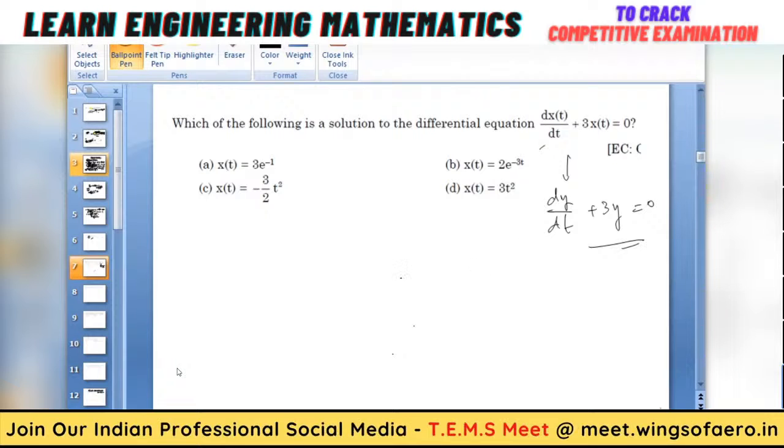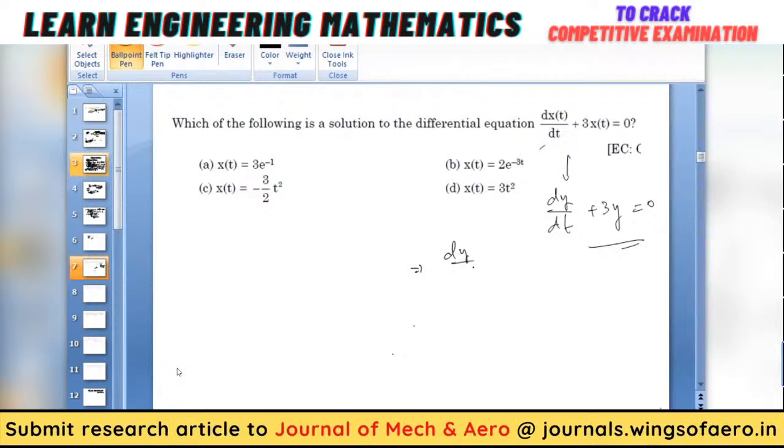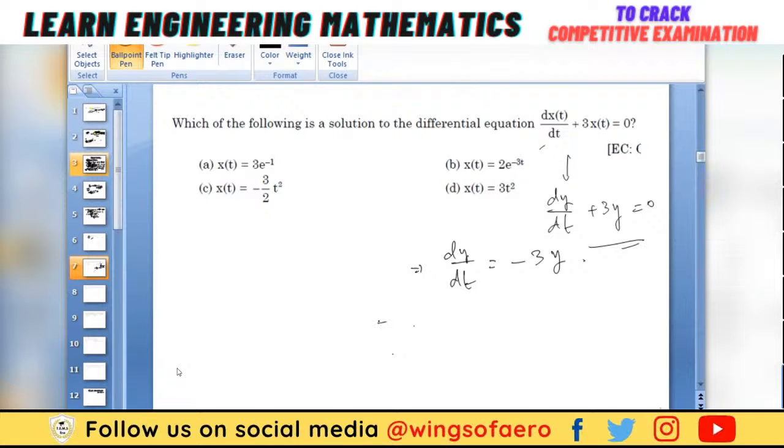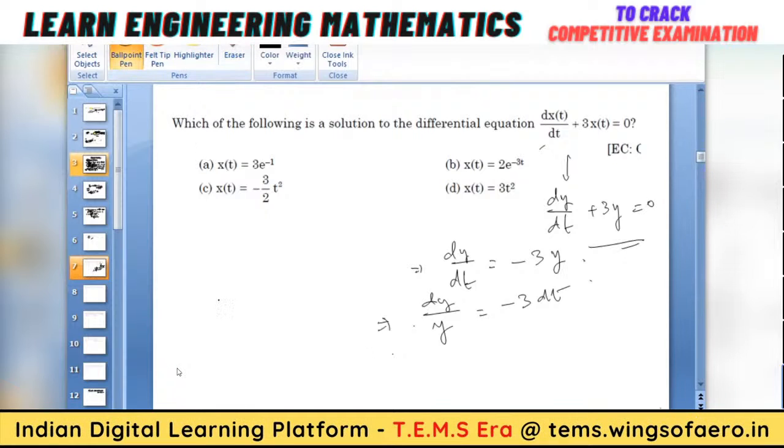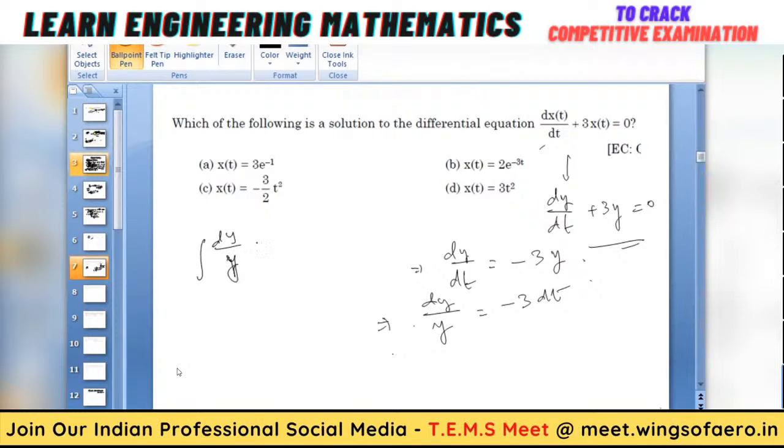Okay, let's solve it. dy/dt is equal to minus 3y. Separate the variables: dy by y is equal to minus 3 dt. Integrate both sides. Integrate both sides: dy by y is equal to minus 3 dt plus c.